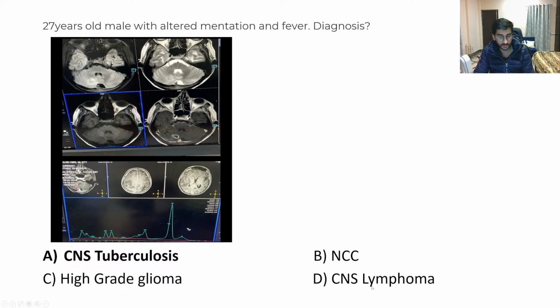Lymphoma is usually not in this location. They are not multifocal like this, and this is not the enhancement pattern you see in lymphoma, which is actually a thick kind of enhancement. They are usually periventricular in location. Glioma doesn't show a lipid lactate peak. Although high-grade glioma with necrosis can sometimes show it, the enhancement here is thin and smooth, whereas gliomas usually show nodular enhancement.